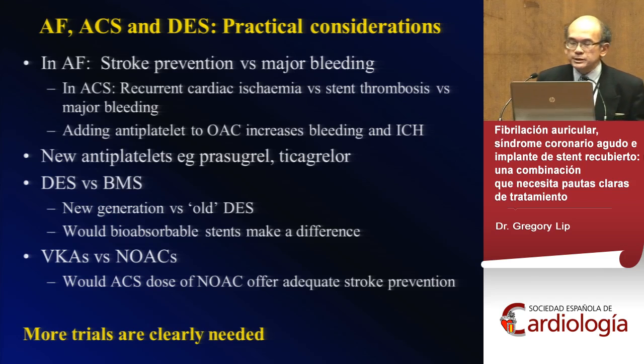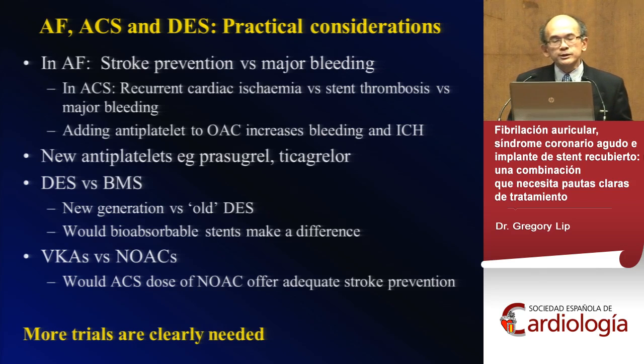So let me conclude, Mr. Chairman and ladies and gentlemen. Essentially, I reemphasize the point again. We are really juggling four balls in the air. In atrial fibrillation patients, you're trying to prevent strokes; in ACS, you're trying to prevent recurrent cardiac ischemia and also stent thrombosis; and you have to add into that the fourth ball, the risk of major bleeding, particularly intracranial hemorrhage. But if you add antiplatelet to any anticoagulant, you will increase the risk of serious bleeding and intracranial bleeds.